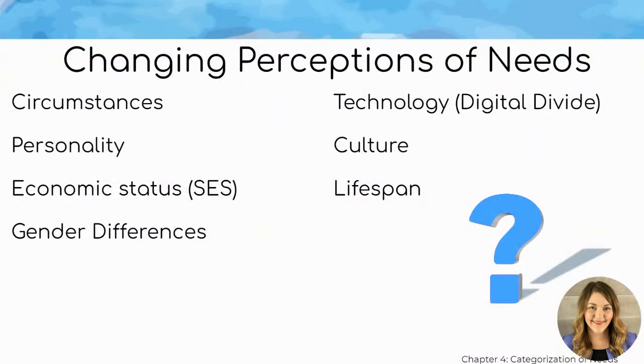All right, so let's look at a few areas of changing perceptions of needs. You could probably identify an area underneath each of these categories. So circumstances, personality, economic status, gender differences, technology, culture, and lifespan. I'll just pull out a few of these to highlight. Personality: consistent emotional thought and behavior patterns in a person. Peer group pressures that someone experiences as an adolescent will influence their behaviors and motivations as an adult.